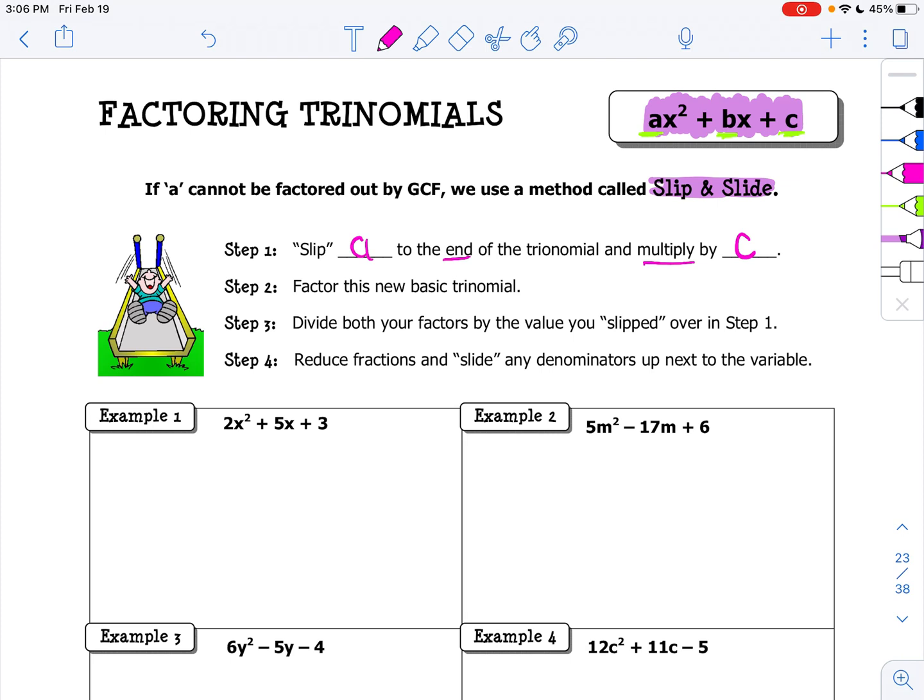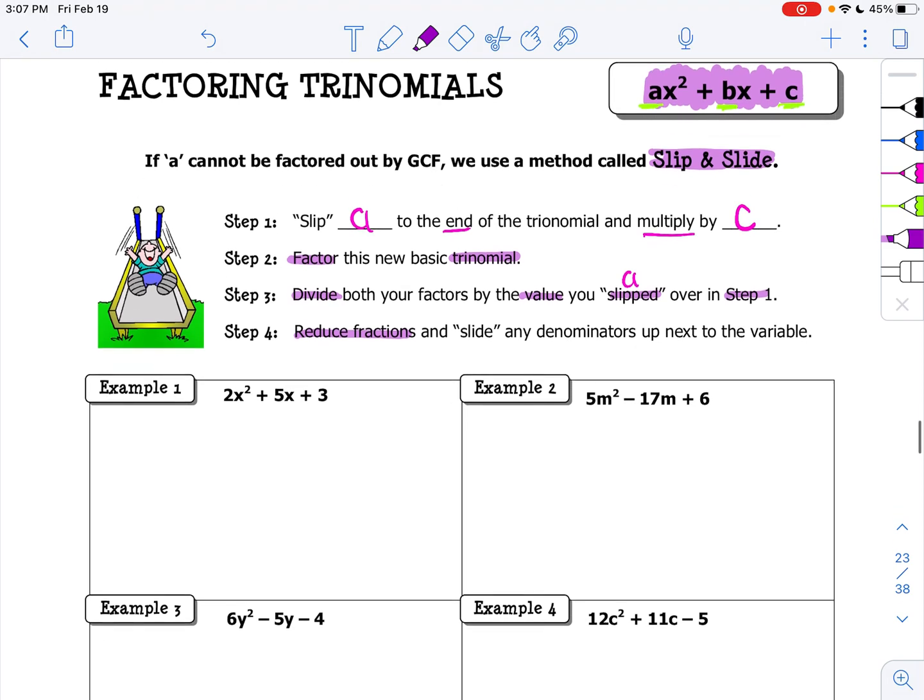Once you have done this, you can then factor it like a trinomial, like we did in our previous lesson. Then you divide both factors by the value that you slipped in step 1, so by that a value. Finally, you reduce the fractions and slide the denominator up next to the variable. Let's take a look at a few examples to see what these steps look like.